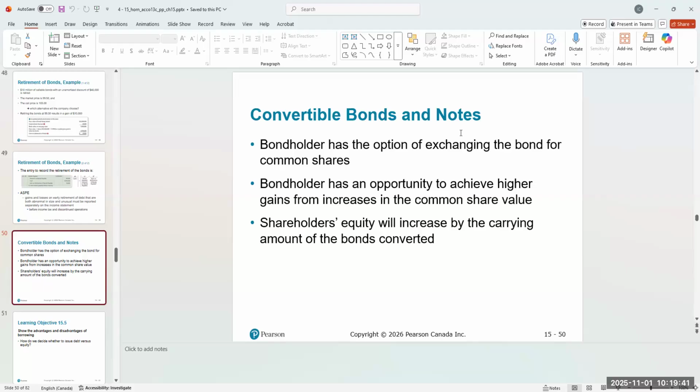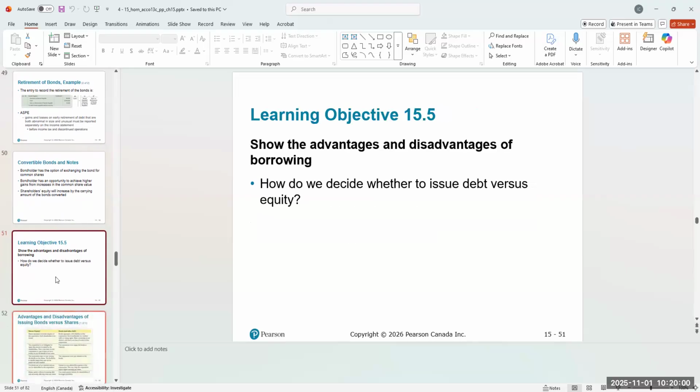Now, the bondholder has an opportunity to achieve a higher gain from the increasing common share value. Again, the common share value is going to go up, and we can achieve that gain. Shareholders' equity will increase by the carrying amount of the bonds which are converted, obviously, and the liability is going to decrease.